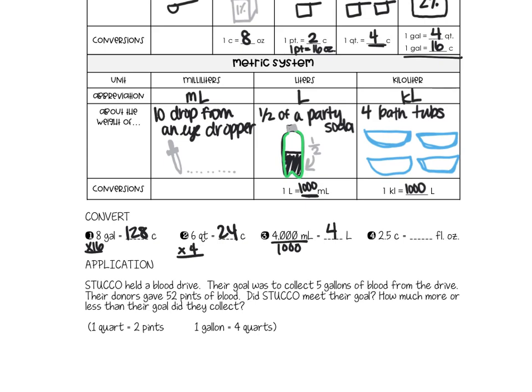And then lastly, 2.5 cups is going to be how many fluid ounces. So if I look up here, my cup is 8 ounces, okay? So I'm going to take this times 8, which would be 20 fluid ounces.